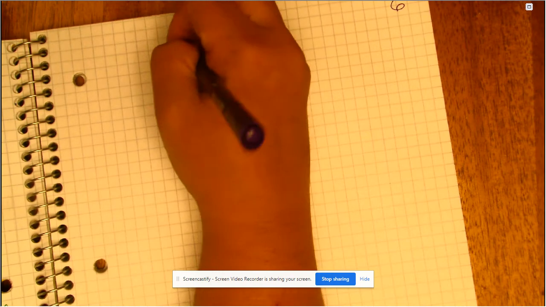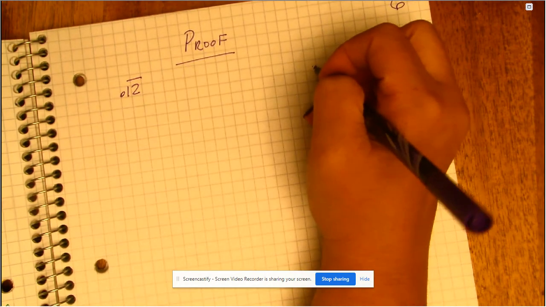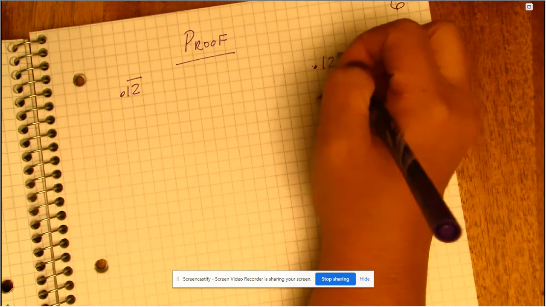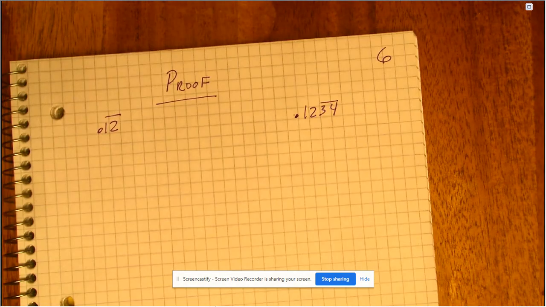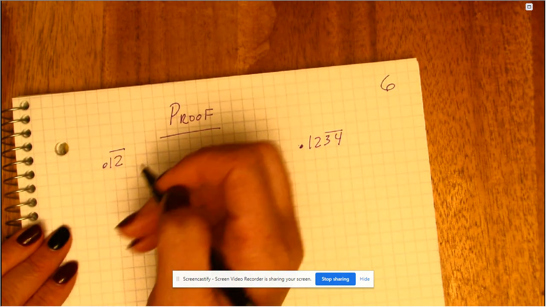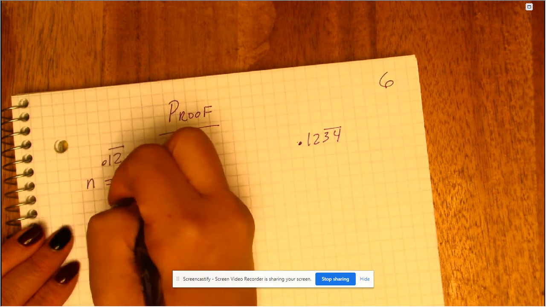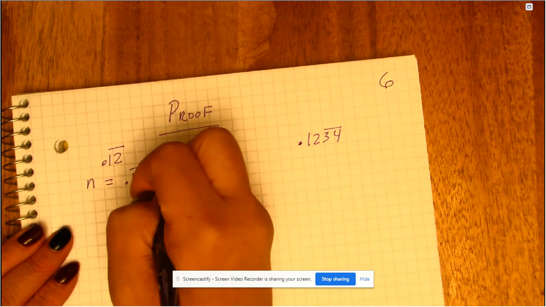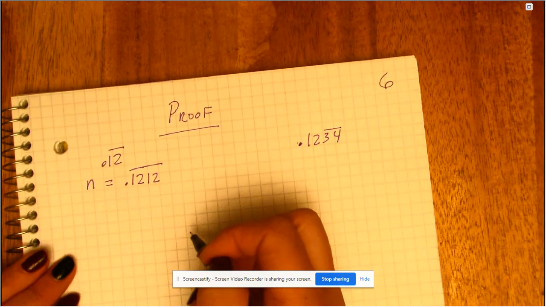So proof, and I'm going to prove 0.12 and 0.1234. So for the proof, I'm going to set the number equal to a variable. So n is going to equal 0.12 bar. And I can actually put more than one set for this. I'm going to put 2.